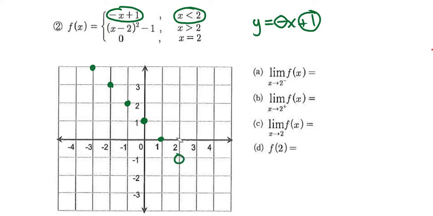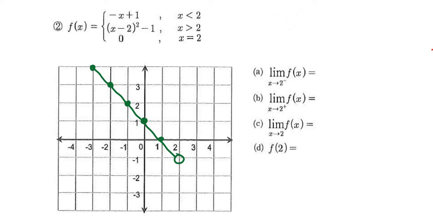And the reason why I have a hole when x equals 2 is because we're not actually equal at that point. So that green line right there is y equals negative x plus 1, and that's valid when x is less than 2. Okay, let's erase that, and now let's move on to the middle graph.